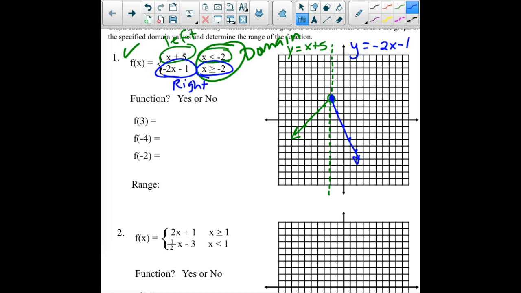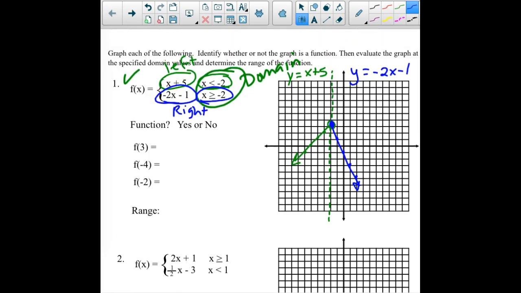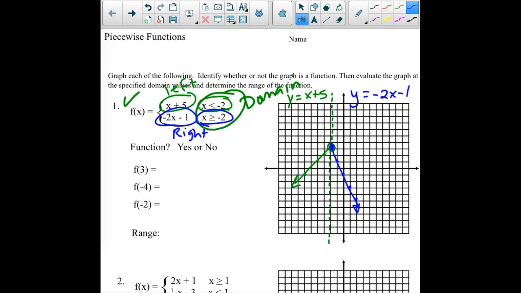Okay, this is a very typical piecewise function. The next question says, is it a function or not? So this is where you check, because the answer to every problem on here where it says, is it a function, is yes. It should be a function. They're telling me right here it's a function.